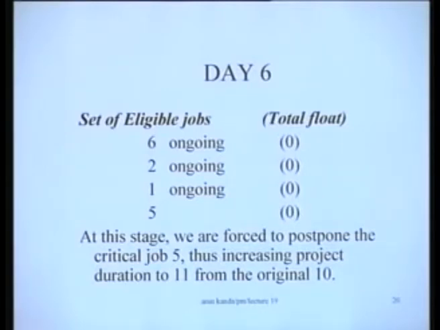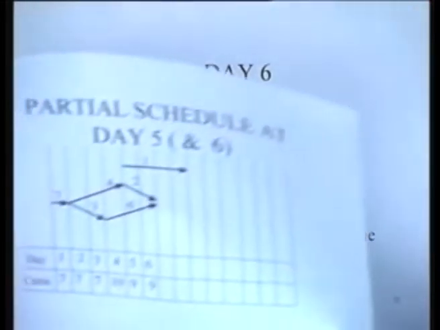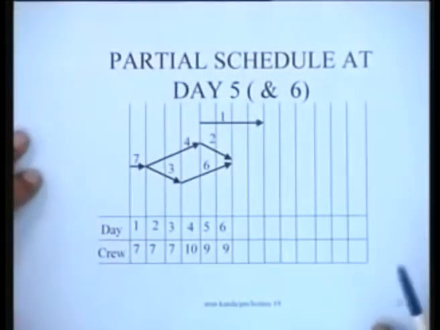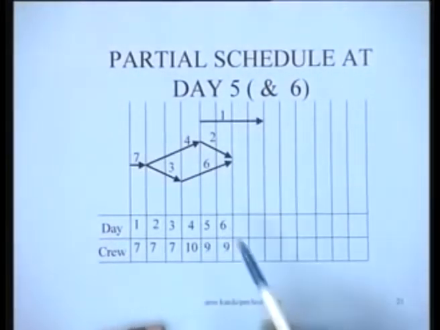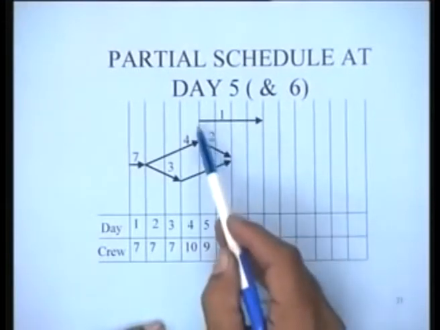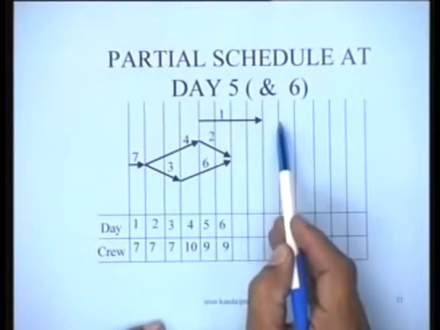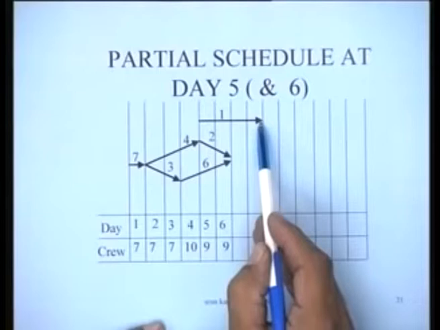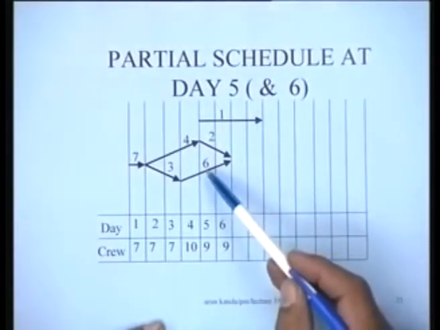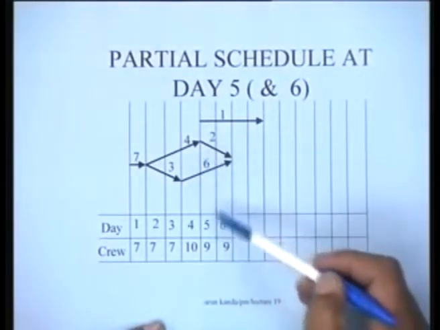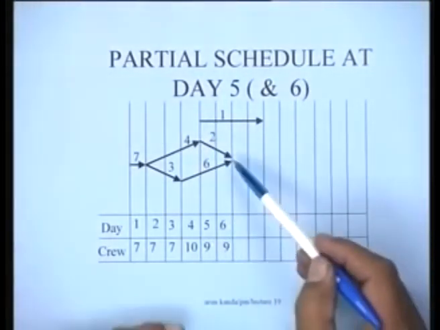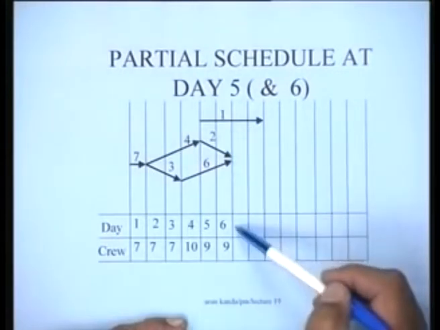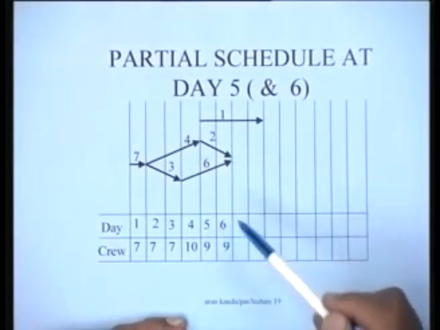At this stage, based on the decisions on day 5 and 6, let us see what our partial schedule looks like. So now you find that on days 5 and 6 the decisions were 6 and 2 are ongoing, and we had scheduled 1 also in parallel, and 1 will have a duration of 4 days like this. So obviously during days 5 and 6 the total resource requirement will be 9 and 9 respectively, and this is what is going to continue at the end of the 5th and the 6th day.